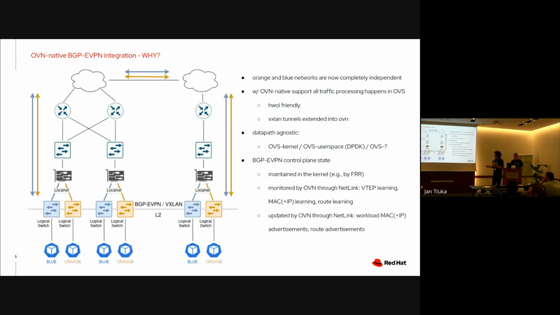But what OVN does, similar to unicast routing, it will monitor through NetLink, the Linux constructs, and it will learn where the remote VTEPs are in order to create tunnels in OVS. It will also learn MAC-IP bindings, routes, and so on. It will also be able to advertise the local workloads, so your fabric, potentially other parts that are not OVN, also learn how to reach your workloads.